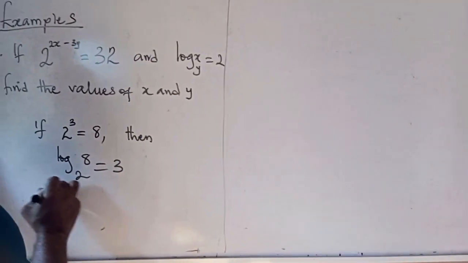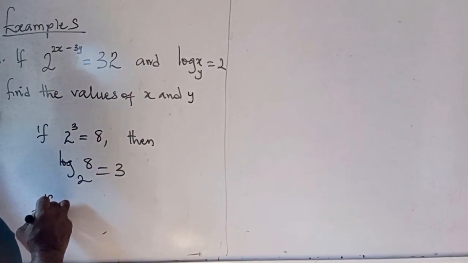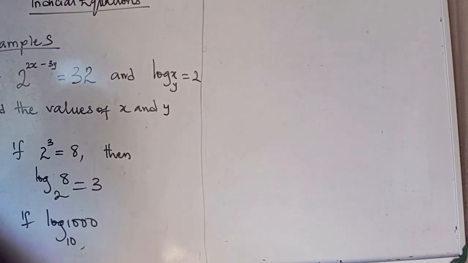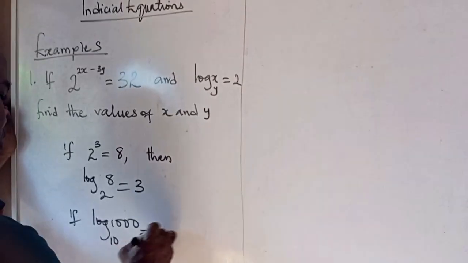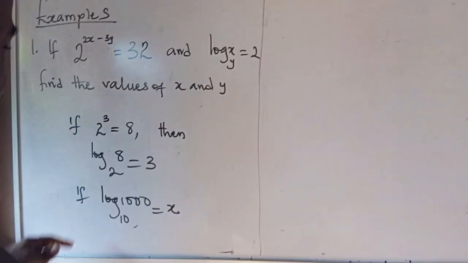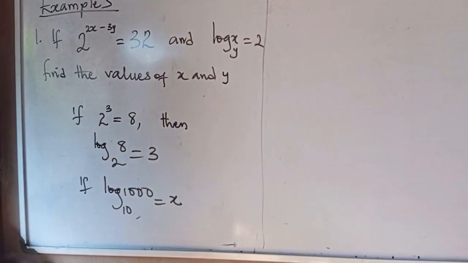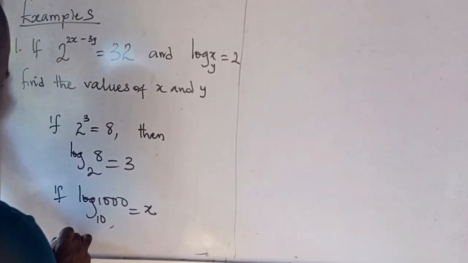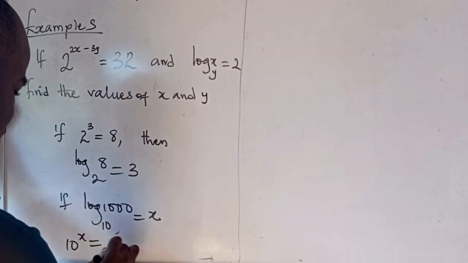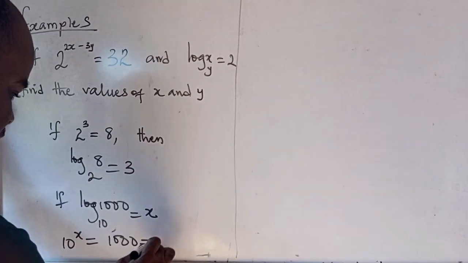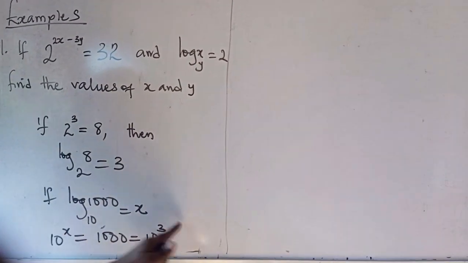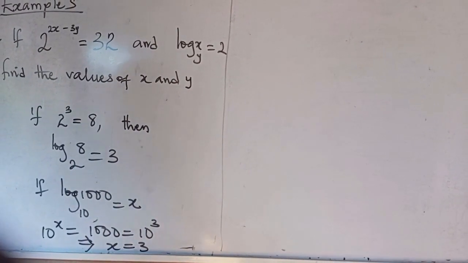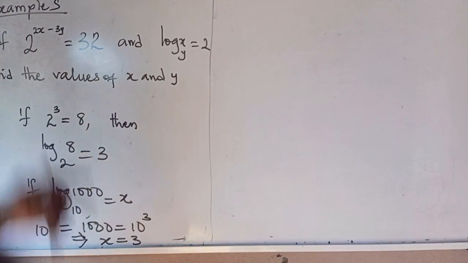And let me take another one. If log 1000 base 10 is given to us, let's say this is equal to x. Automatically, to convert from this to this, we need to cross multiply by writing that 10 index x is equal to 1000. And 1000 is the same thing as 10 index 3. So equating the indices, it is clear that x is equal to 3. So with that in mind, we can begin to solve this.